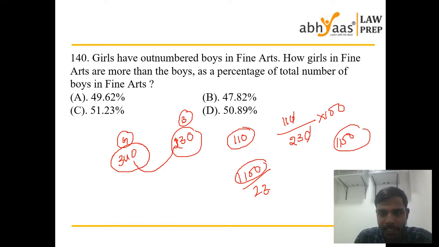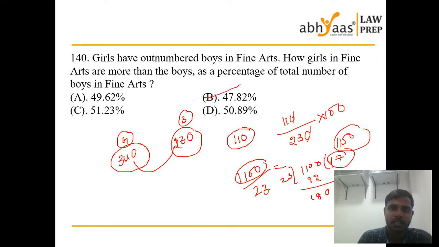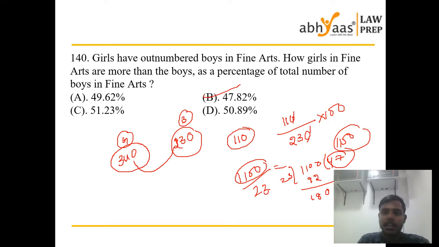Now, if you solve it completely, 1100 divided by 23, 23 4 ja 92. If it is 92, next it is 18, 180, 23 7 ja 161, 23 8 ja. So it will be approximately 47 percentage. So you can directly do this. 47.82 percentage is approximately 47 percentage. The option which is very close, that is option B, will be your right answer.